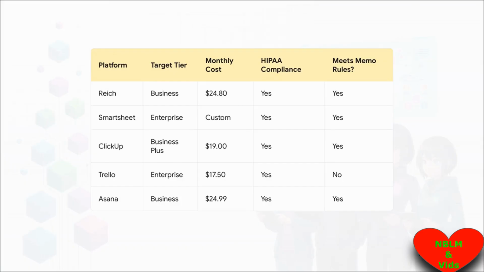And boom, here's the result. In just a few seconds, you get this clean, perfectly structured table. It's already pulled all the pricing, the different tiers, and the compliance info. But the real magic, check out that last column. The AI actually read the internal rules from the memo you uploaded and instantly flagged Trello as non-compliant. I mean, that's hours of manual work just done, and done flawlessly in a moment.